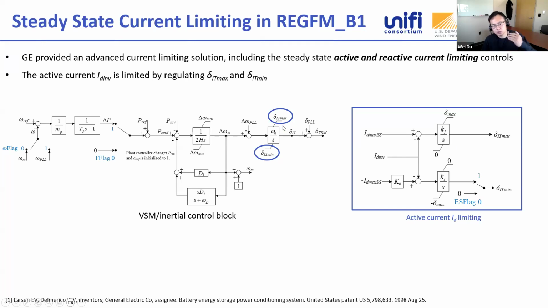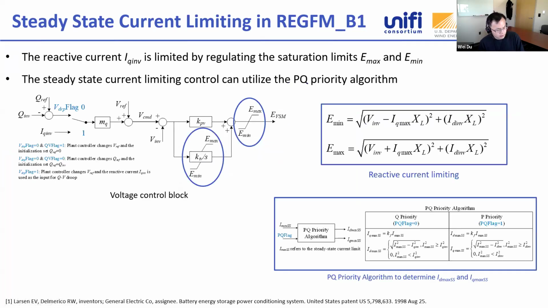By reducing these saturation limits, you can limit your output active current. So this is how they do the active current limiting control. And also the second thing: because you limit your active current, you also want to limit your reactive current. Again, keep in mind that the voltage grid forming inverter is a voltage phasor, and by limiting the output current, we need to limit the angle and the magnitude.